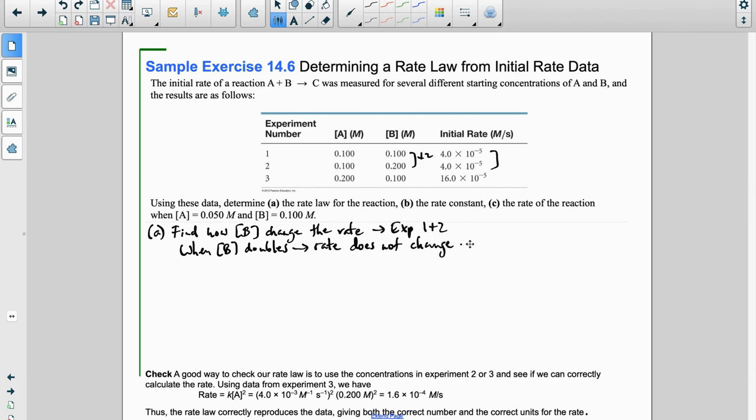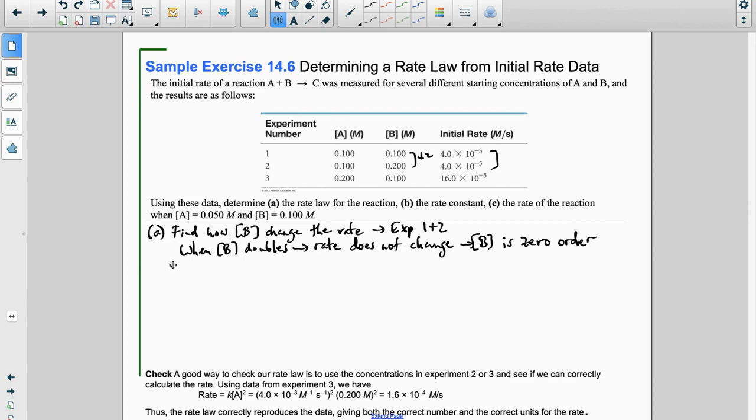And so B is zero order, right? That's what it means to be zero order. The rate does not change even if you change the concentration of B. I could also show this through math, but I think it's often easier when you see that lack of change, even though one reactant is changing, you can just go right to the zero order for B.